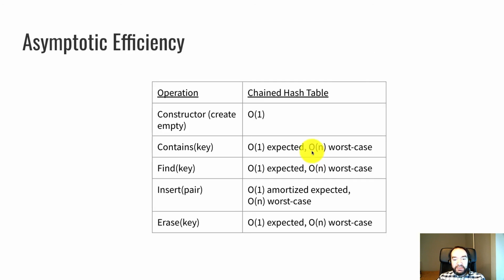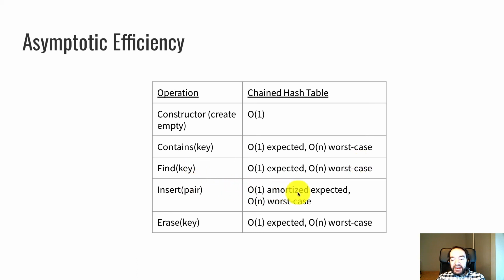So here's the summary of the asymptotic efficiency of these operations. The constructor that creates an empty hash table is constant time. There's no qualifiers there, so that means constant worst case time. All of the rest have this expected situation. So the contains operation takes constant expected time because on average the chain length is constant, but in the absolute worst case scenario, it's linear time, big O of n worst case time. And that same pattern holds for the rest of these operations. Find has the same runtime.